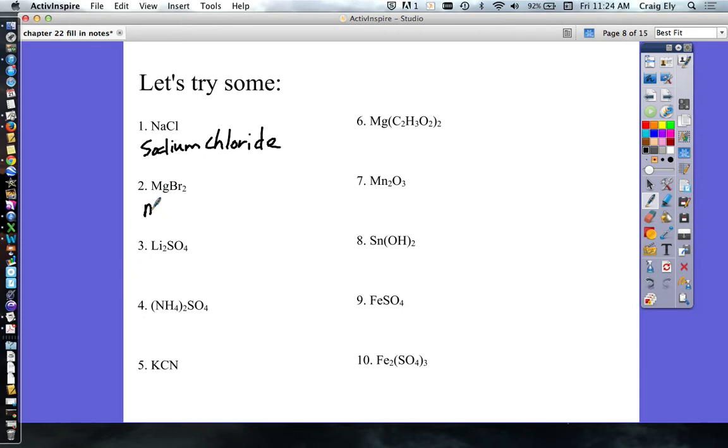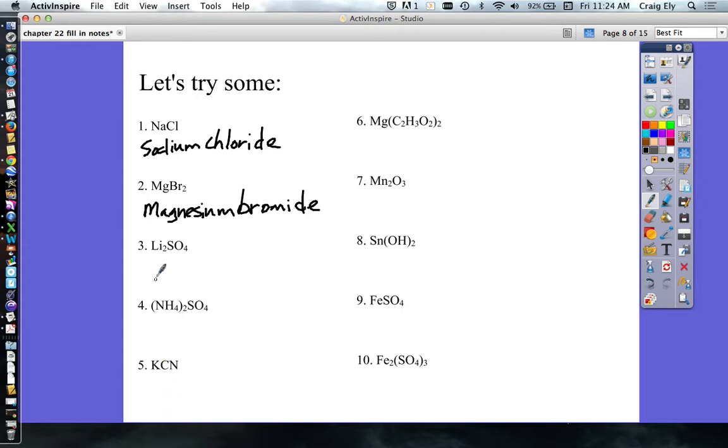Mg is magnesium, so we just write magnesium. Br is bromine. Now, the fact that there's a 2 here for Br, that doesn't do anything to the name. We don't have to worry about that right now. So if there's a number there, don't let that get you frazzled or anything. Okay? We're just looking at the element symbol. So since it's Br, it's bromine. So remember, we changed that to bromide. So bromide. And that's all it is. All right? So easy, easy.